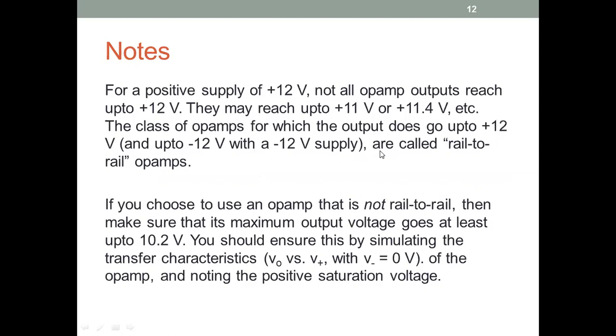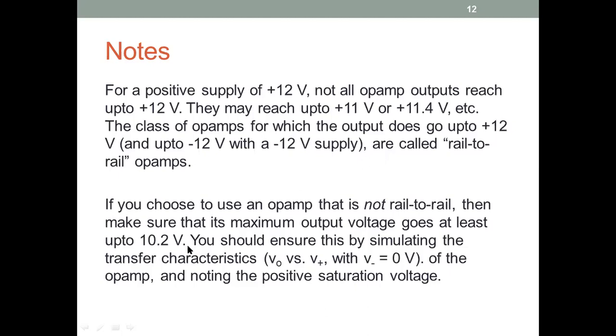So we need 11.2 volts. No, I'm sorry, 10.2 volts is what you need with a supply of plus 12. Now the reason it is important is because not all op-amp outputs reach to plus 12 volts with a plus 12 volt supply. They will reach to a value smaller, sometimes plus 11 or 11.4, sometimes 10. It varies from one op-amp to the other. So you have to choose the op-amp carefully to make sure that it goes up to 10.2.